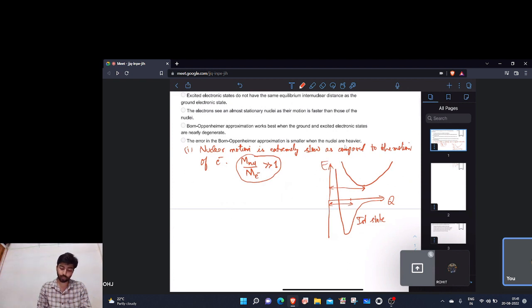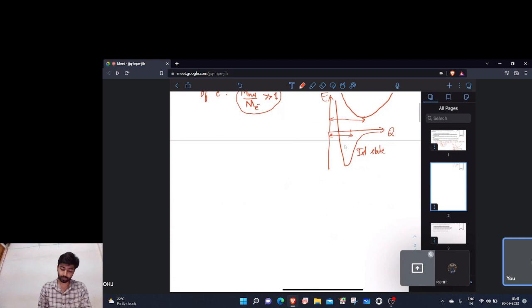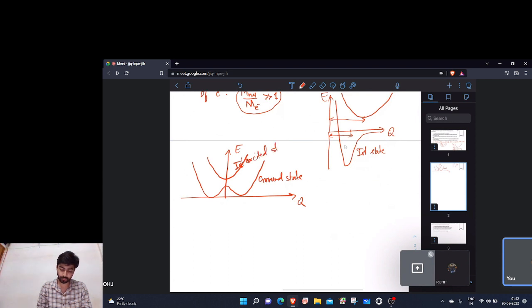Now the fourth option says the Born-Oppenheimer approximation works best when the ground and excited electronic states are nearly degenerate. Let us consider this scenario in the following manner. Again, vertical is the E, and we are plotting the x-axis as the configurational coordinate. If the ground state of the system has minima at two vibrational amplitudes, and the first excited state goes in such a way, and let us put a condition that the zero point energy for this system is above the barrier between the ground state and the first excited state.